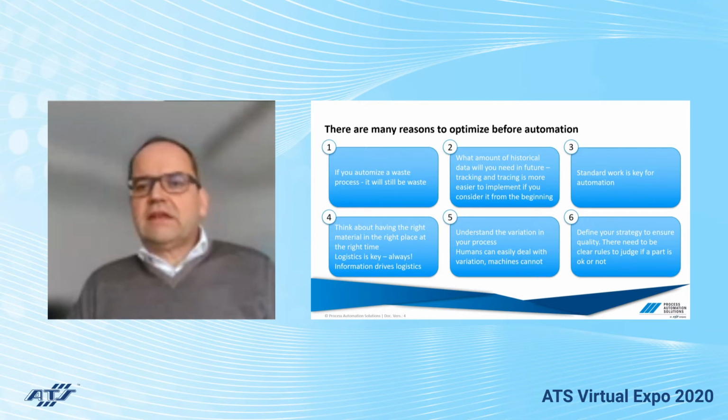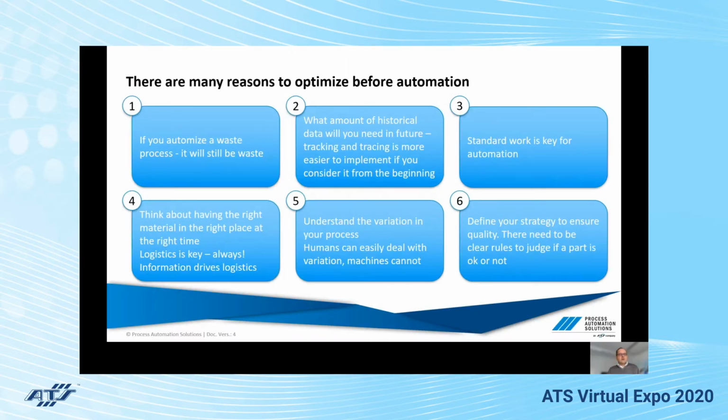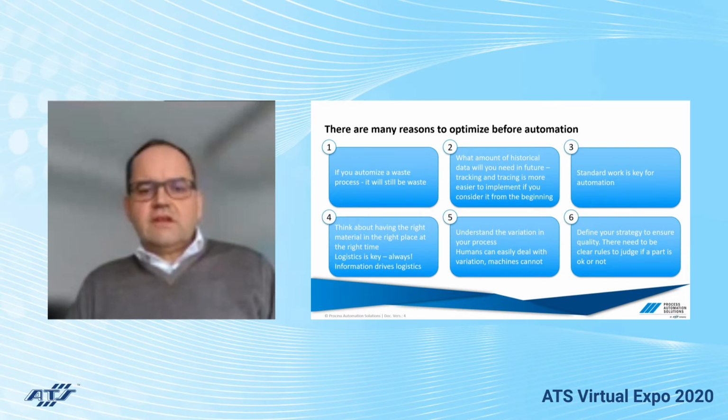Number 3. Standard work is key for automation. Standard is important. Number 4, think about having the right material in the right place at the right time. Sounds easy, but logistics is the key, always, from my point of view. And information drives logistics. Number 5, you need to understand if there is any variation in your process brought in by material or the process itself. You need to consider that humans can easily deal with variations, machines cannot.